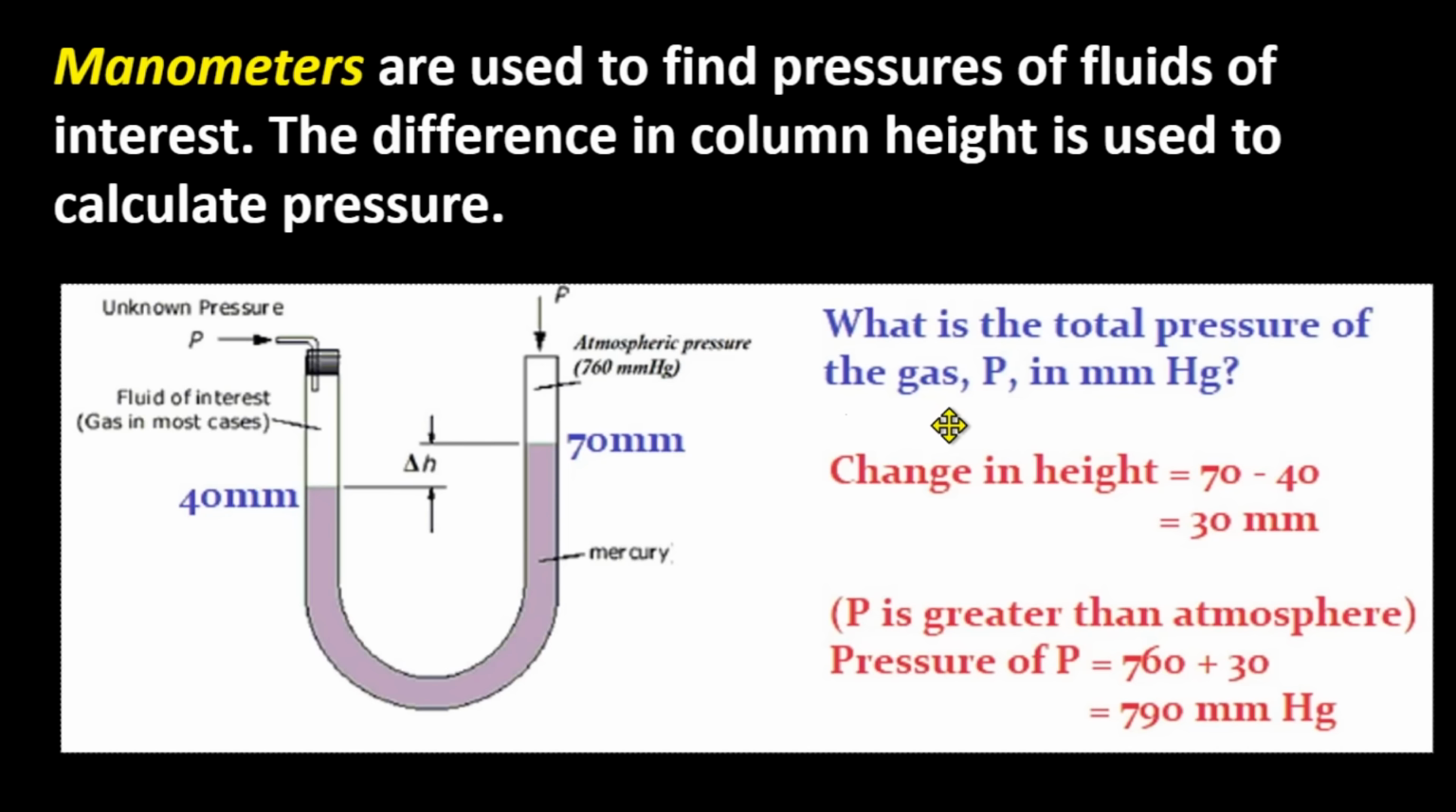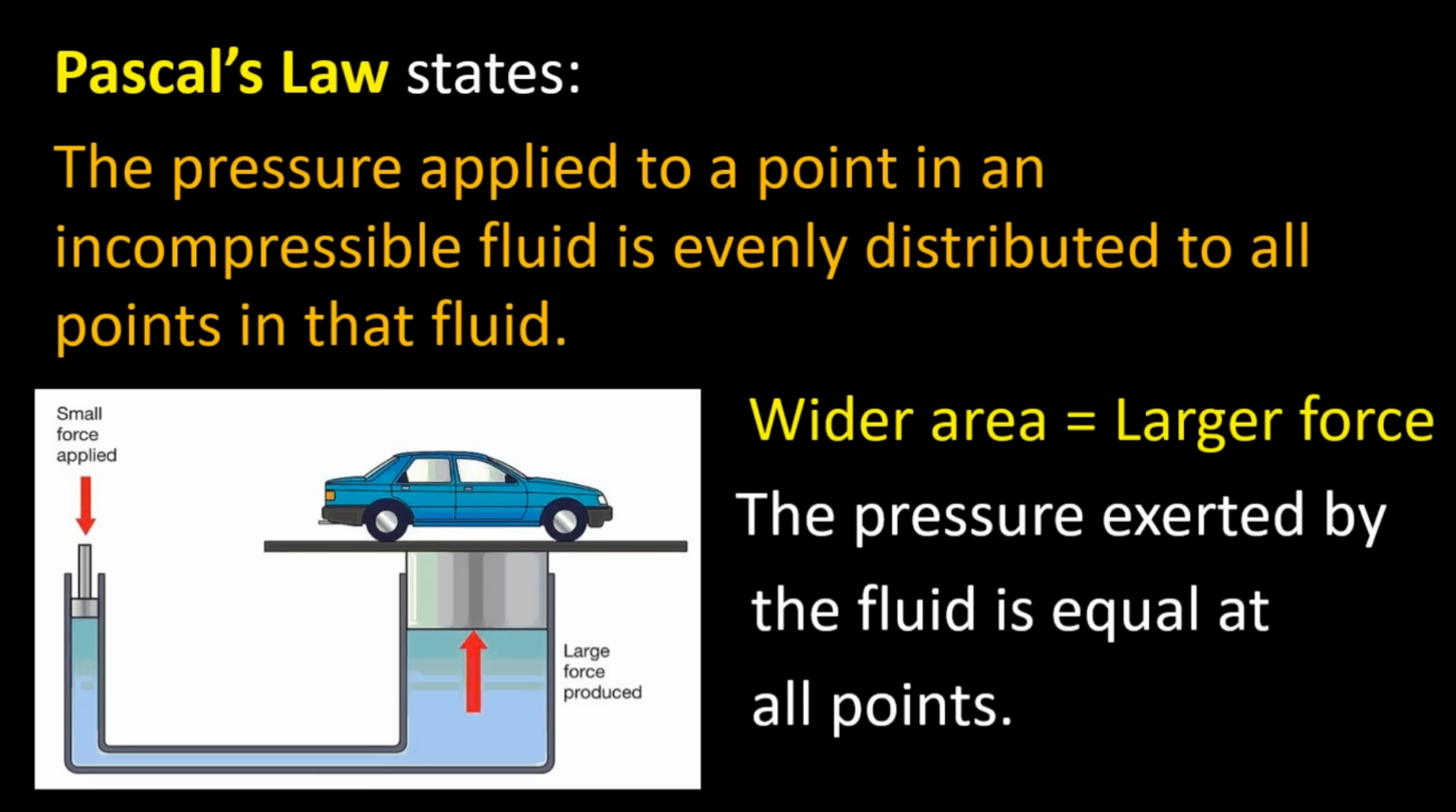First, we have to find the change in height. That will be 70 minus 40 in this case, which is 30 millimeters. Now, because the unknown pressure P is greater than the atmosphere, we're going to add that to the atmosphere. So the pressure of P is going to be 760 plus the difference 30. That will give you 790 millimeters mercury.